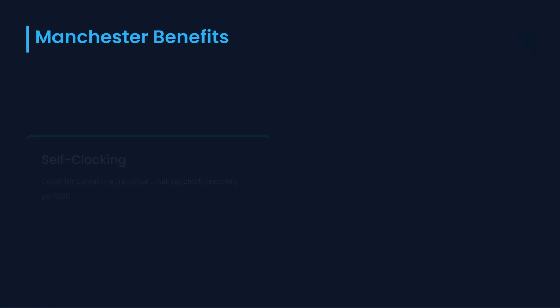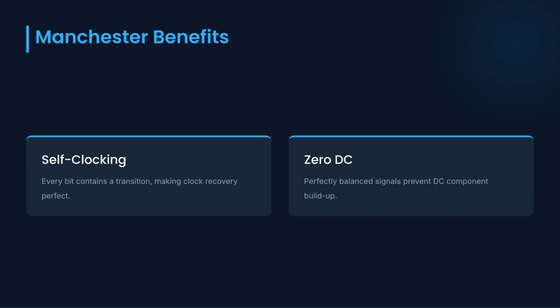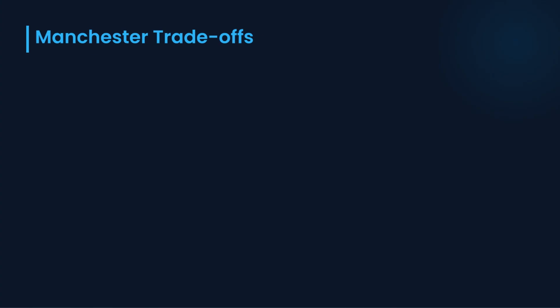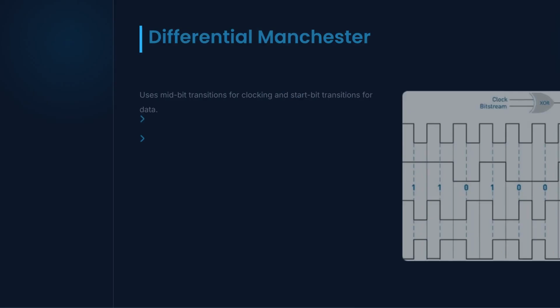Manchester offers benefits like being self-clocking, with a transition in every bit for perfect clock recovery. It also features zero DC, balancing signals to prevent DC component buildup. The main trade-off for Manchester encoding is a 2x bandwidth requirement. Due to the high transition rate, it needs double the bandwidth of NRZ to transmit the same amount of data.